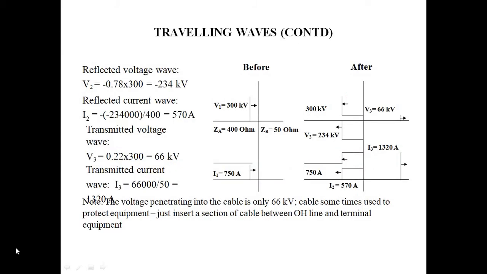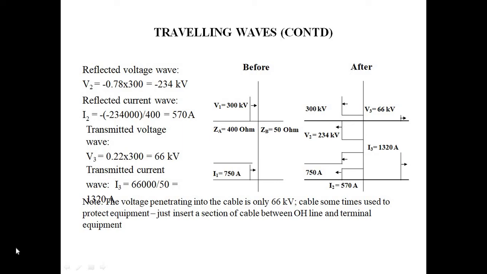Traveling waves continued. Reflected voltage wave V2 is equal to minus 0.78 into 300, which is equal to minus 234 kV. Reflected current wave I2 is equal to minus 234,000 divided by 400, which is equal to 585 amps. Transmitted voltage wave V3 is equal to 0.22 into 300, which is equal to 66 kV. Transmitted current I3 is equal to 66,000 divided by 50, which is equal to 1320 amps.